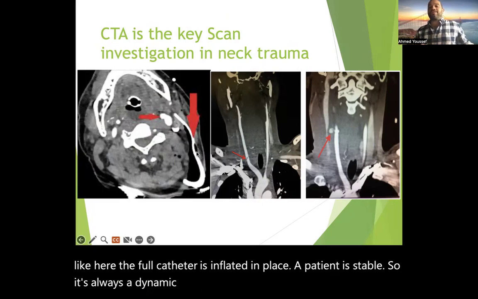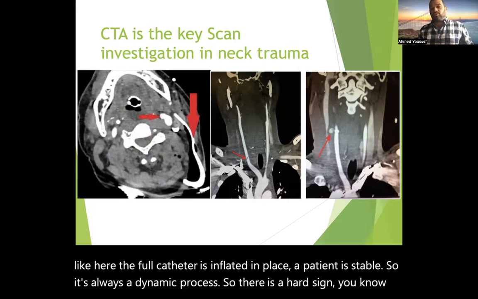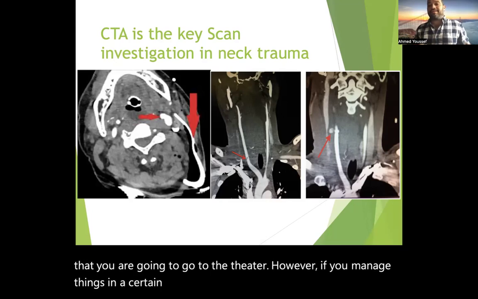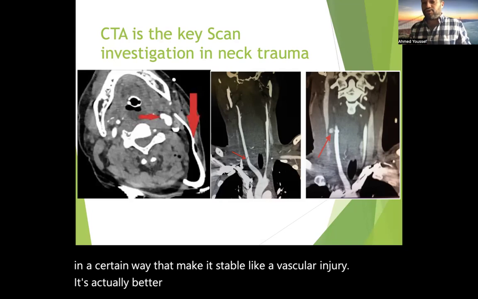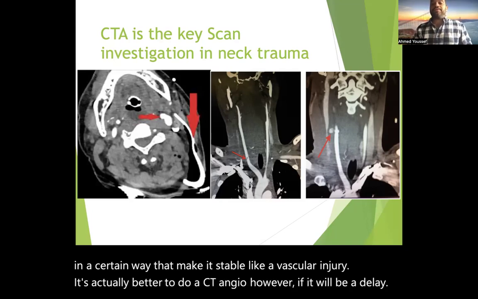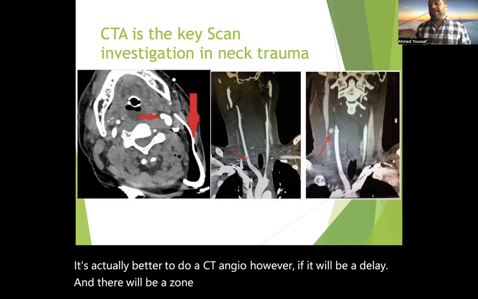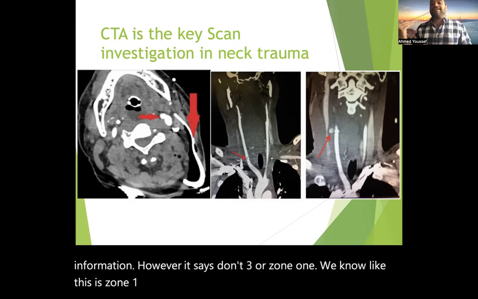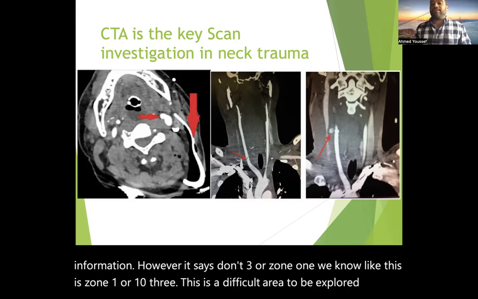So if there is a hard sign, you know that you are going to go to theater. However, if you manage things in a certain way that makes it stable, like a vascular injury, it's actually better to do a CT angio. However, if it will be a delay and it's a zone 2 neck, you don't need any more information. However, if it's zone 3 or zone 1, this is a difficult area to explore, and we need the input of interventional radiology.